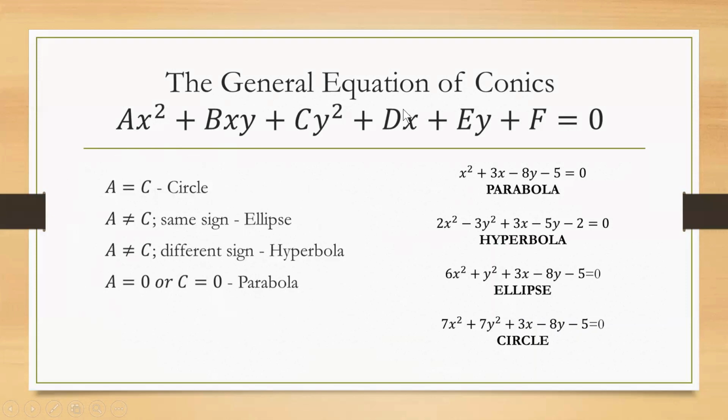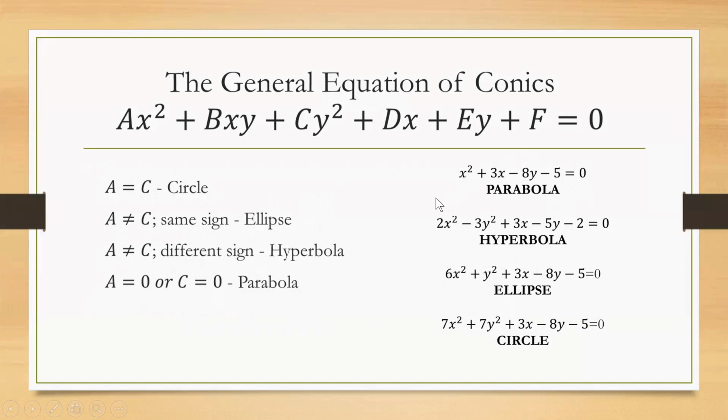Based on the general equation of conics, if A is equal to C, then it is a circle. If A is not equal to C, but they both have the same sign, then the equation is an ellipse. If A is not equal to C and they have different signs, then the equation is a hyperbola. Lastly, if either A is equal to 0 or C is equal to 0, then the equation is a parabola.